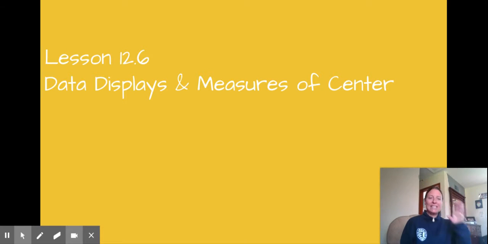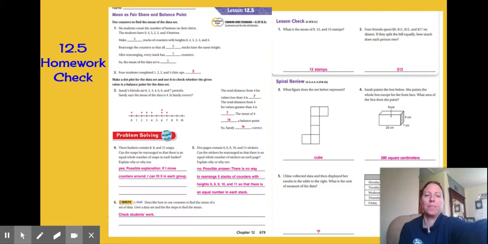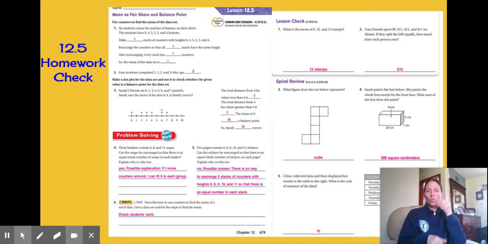Hi, Julie. This is lesson 12.6, data displays and measures of center. First slide is homework 12.5.